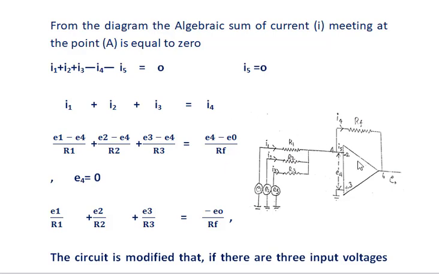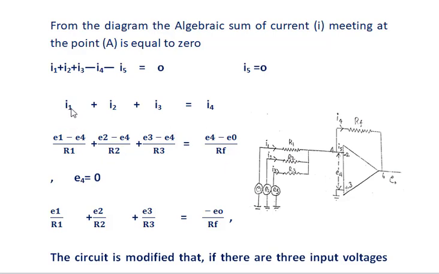Here, the current drawn by this amplifier, I5, is taken as 0. Why? The operational amplifier has very high input impedance, very high input resistance. So the current drawn by this operational amplifier is taken as 0. So this equation is modified into I1 plus I2 plus I3 is equal to I4.